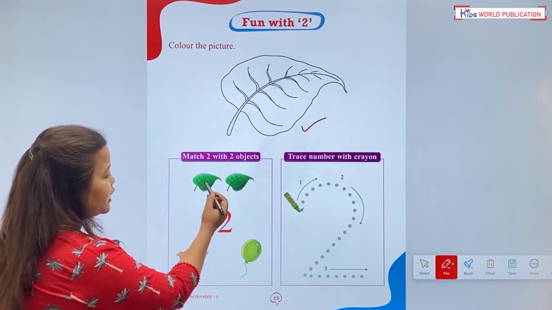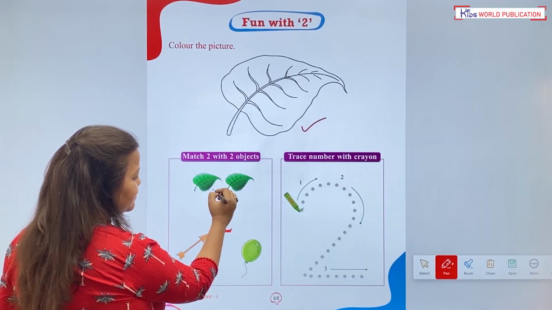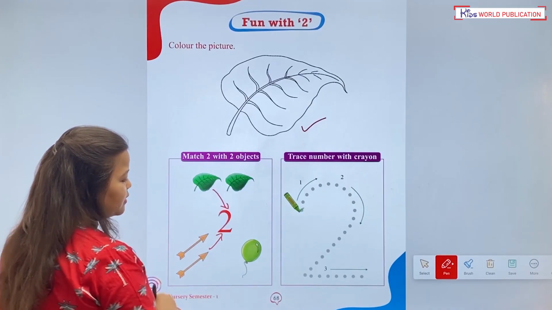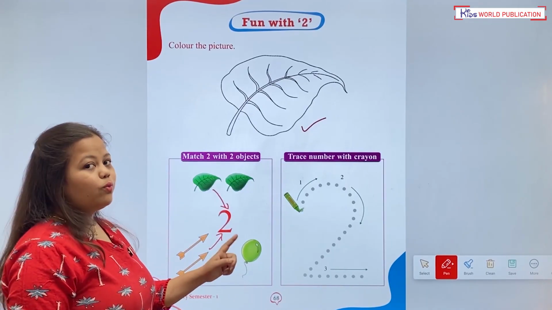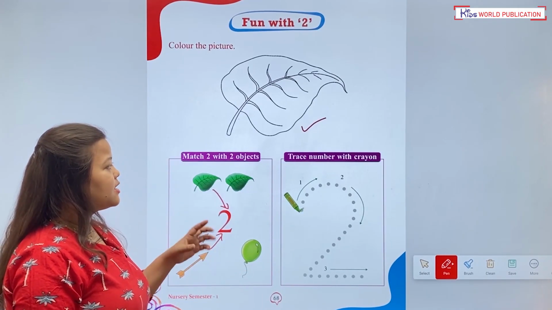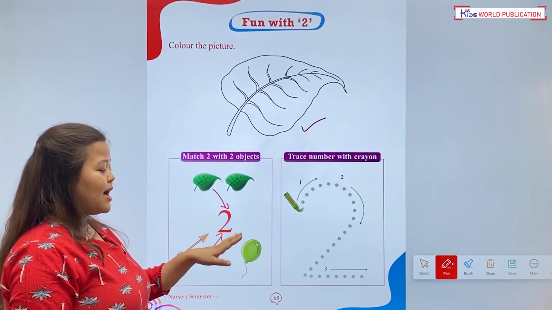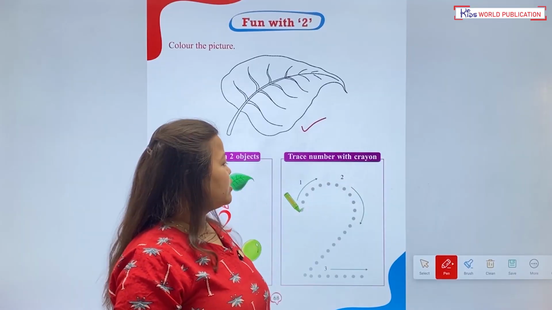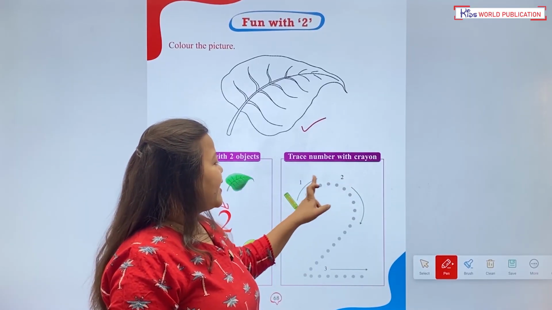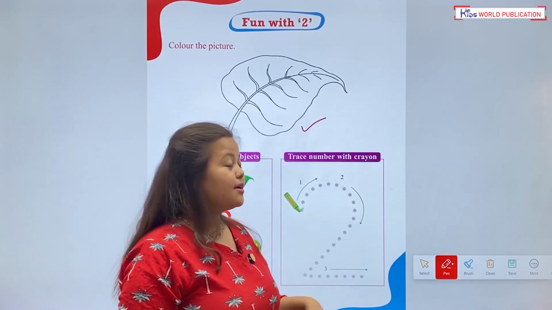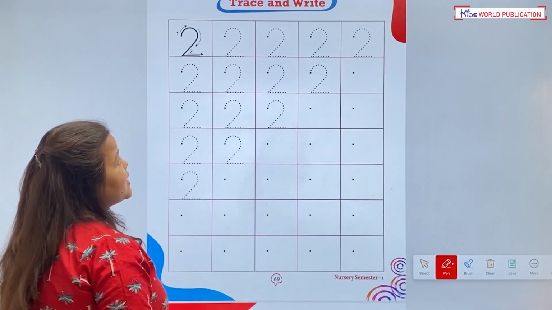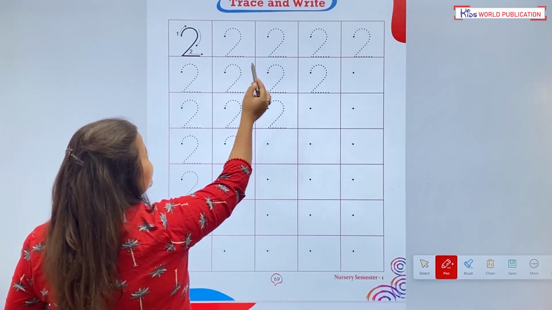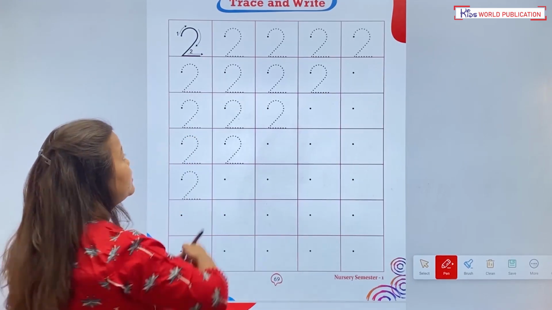For example, 2 leaves, 2 arrows, 1 balloon. No, 1 balloon is not represent the number 2. So we will not match the balloon to number 2. Trace number with crayon. So kids, with the help of crayons, you will trace the given number. Trace and write. So kids, here you can see there are given dots. You will trace them and write the number 2 like this.